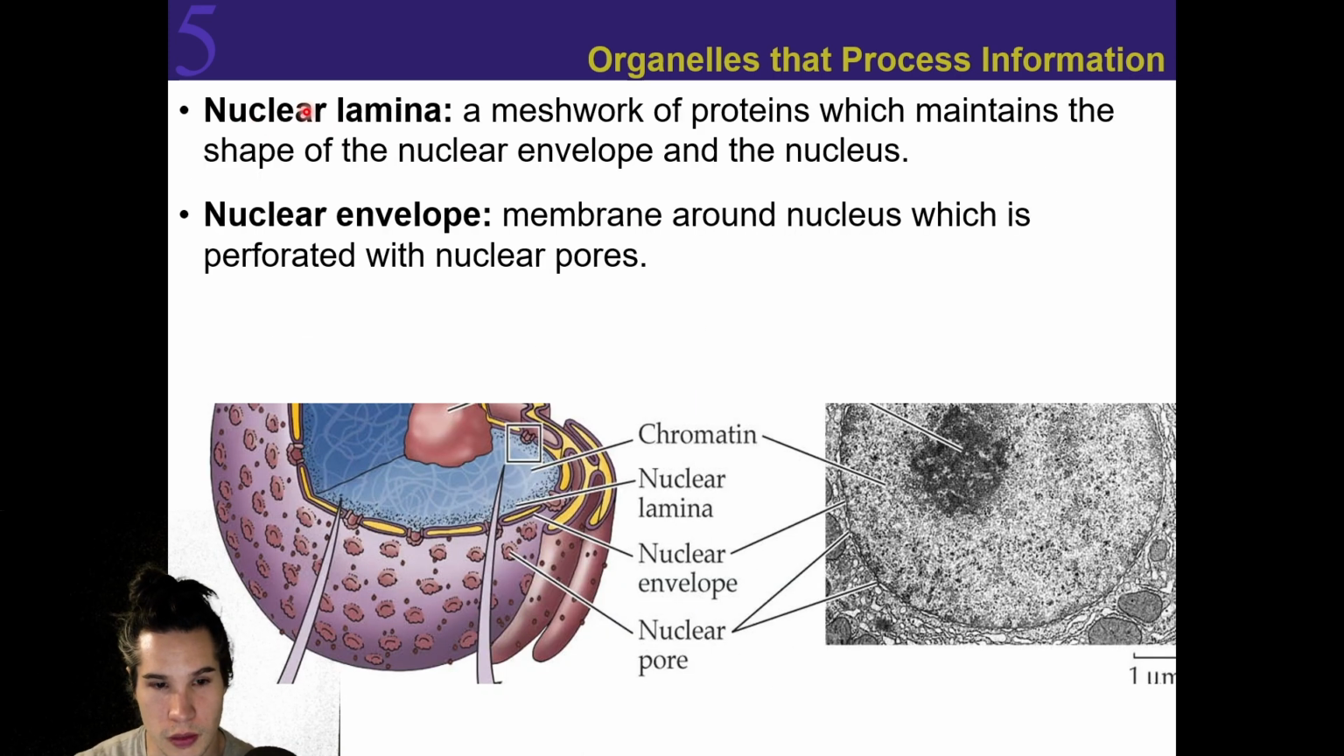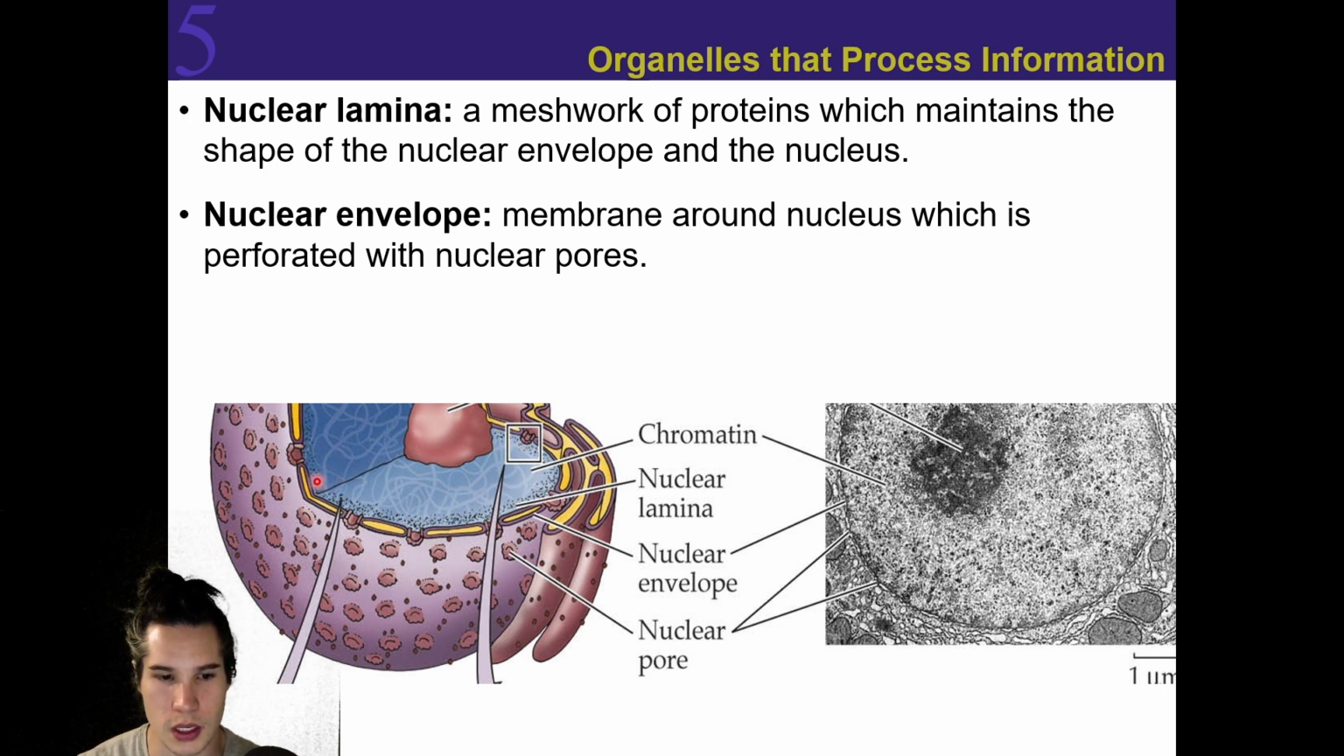Okay, so a little bit of the morphology of our nucleus. Our nucleus is going to be composed of what we would call a nuclear envelope. And as you can see here, it is actually doubly layered, kind of like the mitochondria. And it's perforated. So you've got little holes in it. We call these nuclear pores.